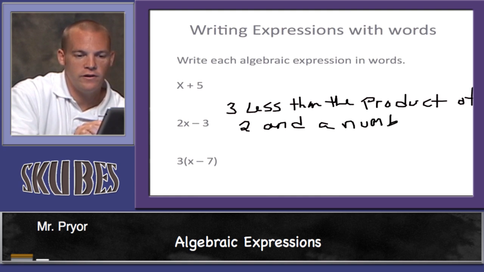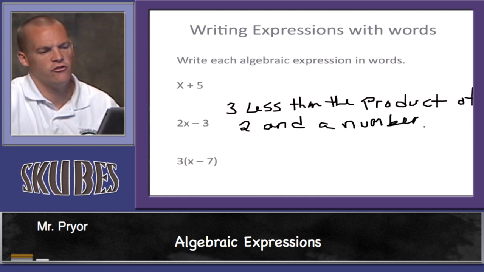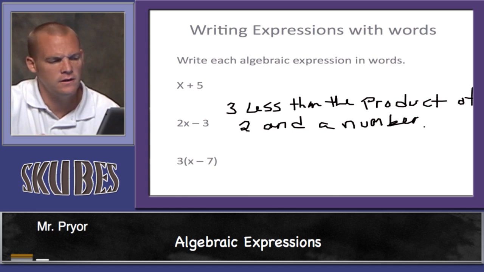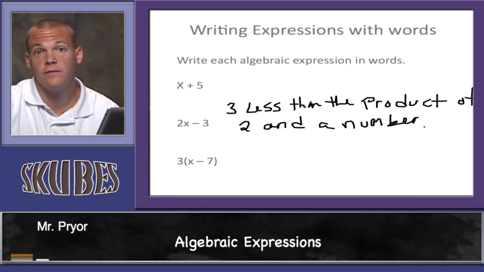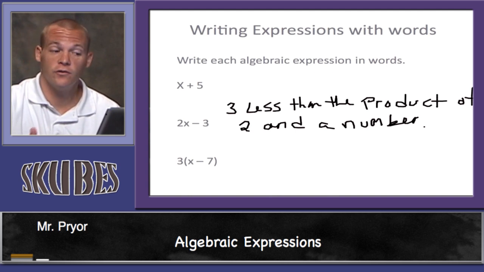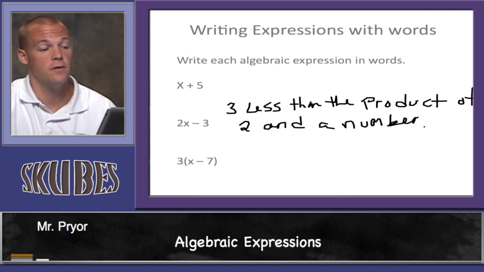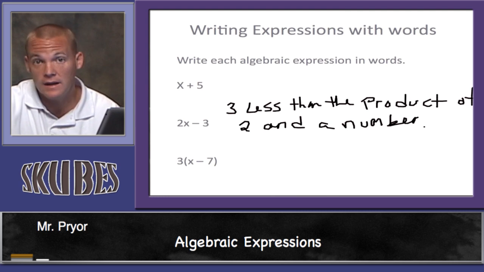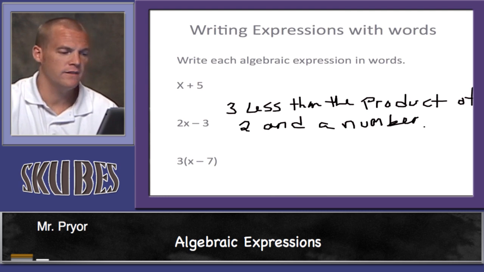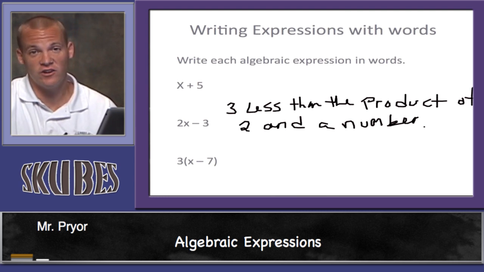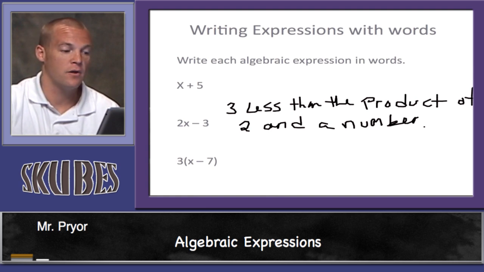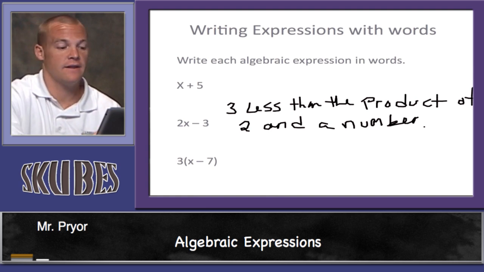I'm pretty sure your teacher would be satisfied with that, because you're using the words less than for subtraction, and you're using product to denote multiplication, which is exactly what they're going to want to see. Of course, there are some other ones you could use. You could say something like 2 times a number minus 3. You could also use the word less, just less, not less than. So the product of 2 less 3, something to that effect. Any of those are fine.